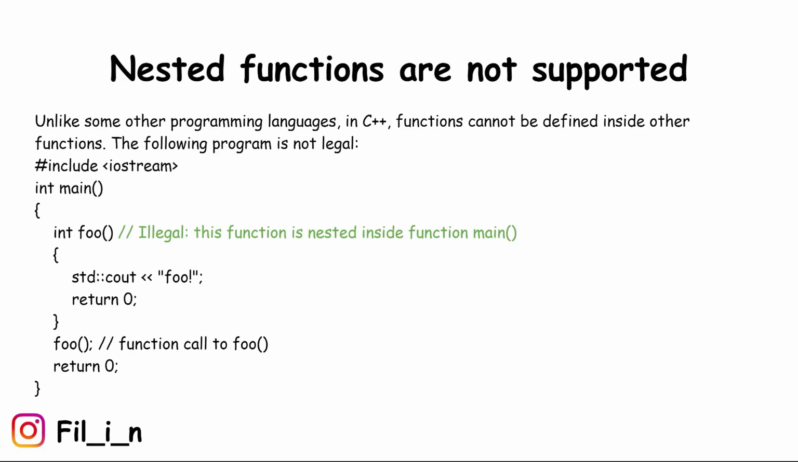Unlike some other programming languages, in C++, functions cannot be defined inside other functions. The following program is not legal. #include <iostream>. Int main. Int foo is illegal. This function is nested inside function main. std::cout foo. Return 0. Foo, function call to foo.